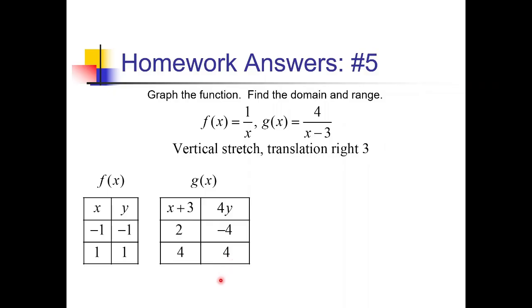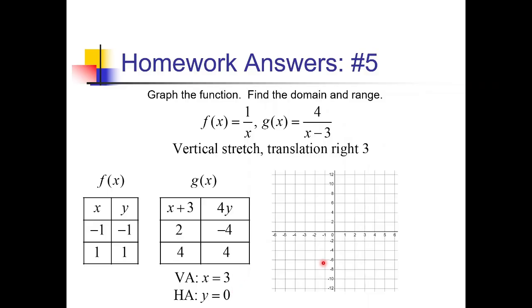For the vertical asymptote, since I'm shifting 3 to the right, I have to add 3 to my asymptote, so we have x equals 3 for the new vertical asymptote. Since I didn't do any vertical shifting, however, I didn't go up or down at all, that means that my horizontal asymptote is still y equals 0.